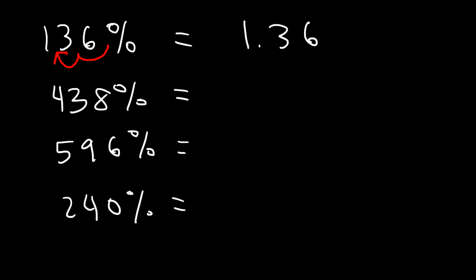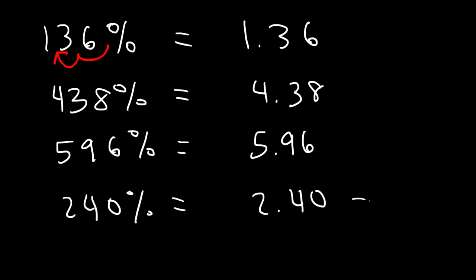So if 136% is 1.36, 438% must be 4.38. 596% is 5.96. And 240% is 2.40, or simply 2.4. You can write it both ways.